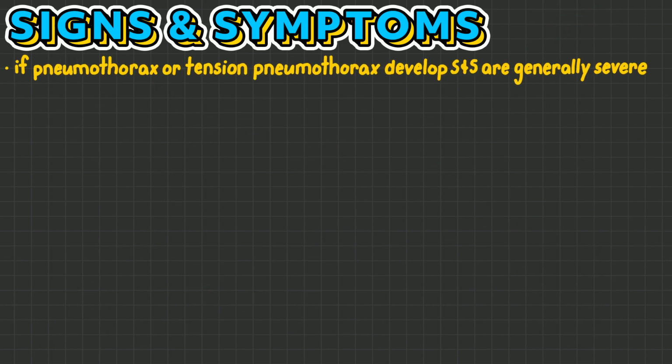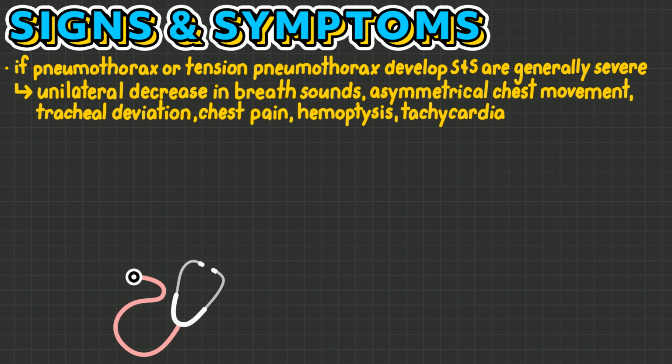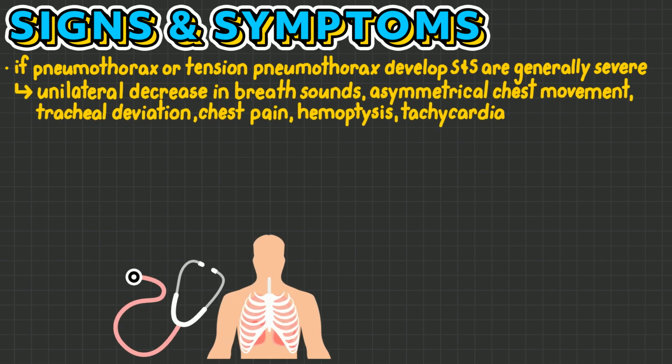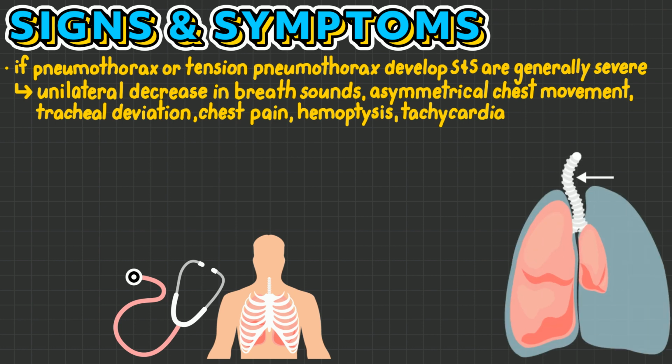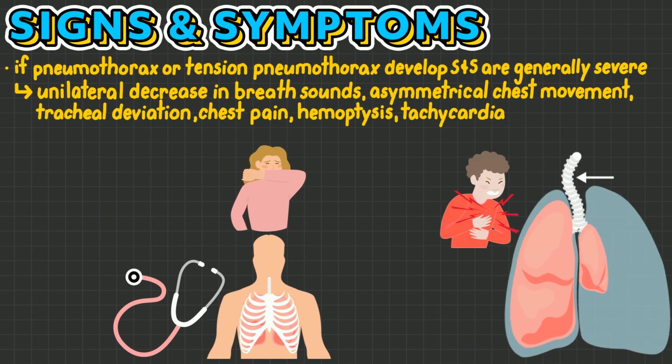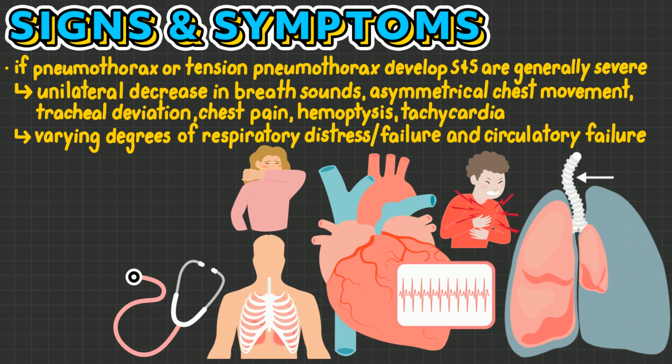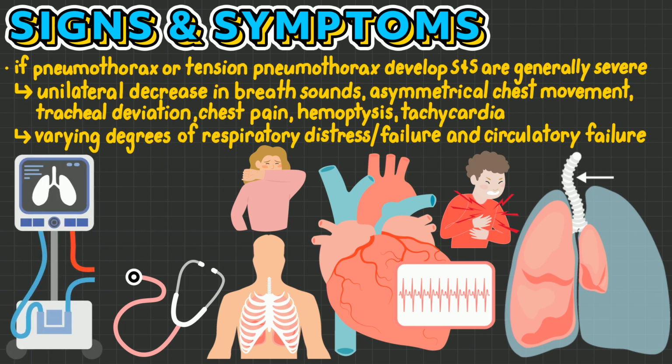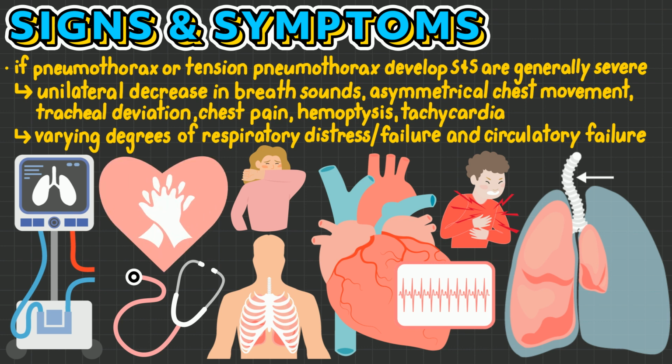However, if a pneumothorax or tension pneumothorax develop, signs and symptoms are generally more severe. This can include unilateral decrease in breath sounds when auscultating, asymmetrical chest movement, tracheal deviation, chest pain, hemoptysis, tachycardia, and varying degrees of respiratory distress or failure, such as shortness of breath or dyspnea, tachypnea, and poor oxygenation or cyanosis, and circulatory failure, such as hypotension, dangerous arrhythmias, loss of consciousness, and cardiac arrest.